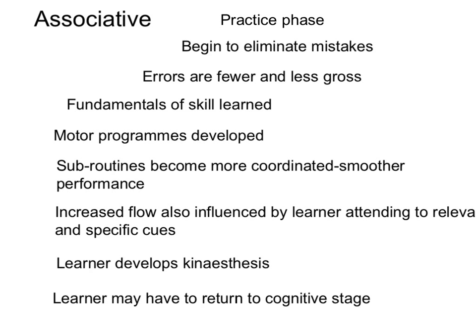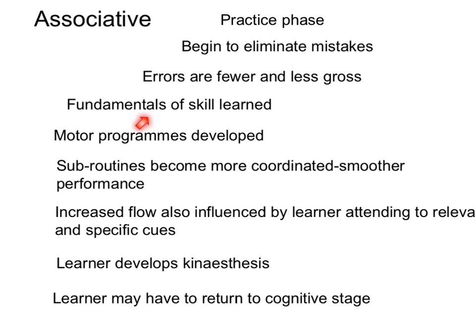So the next stage of learning that the learner would get to, once they have the mental picture and have started practicing through trial and error, is the associative stage. So at this stage, the second stage, it's known as the practice phase. This is where the learner is continuing to practice the skills, beginning to eliminate mistakes, and these mistakes that they do make become fewer and less gross. So mistakes not being so large, and also not so many mistakes.